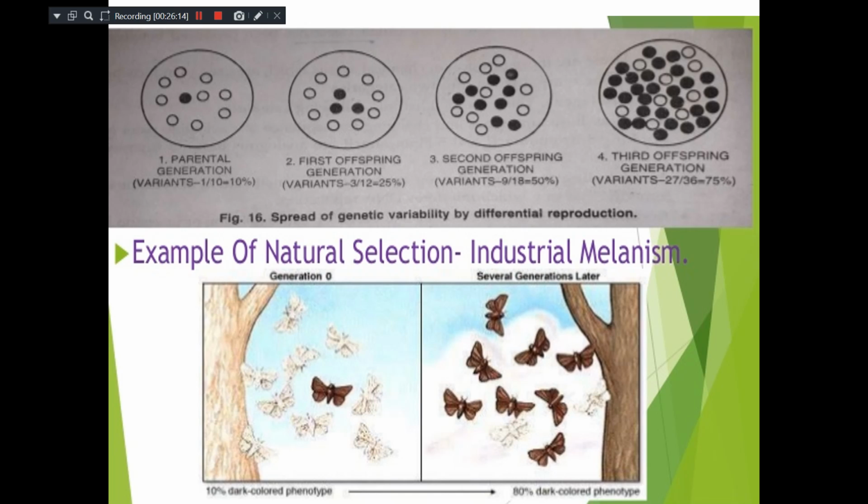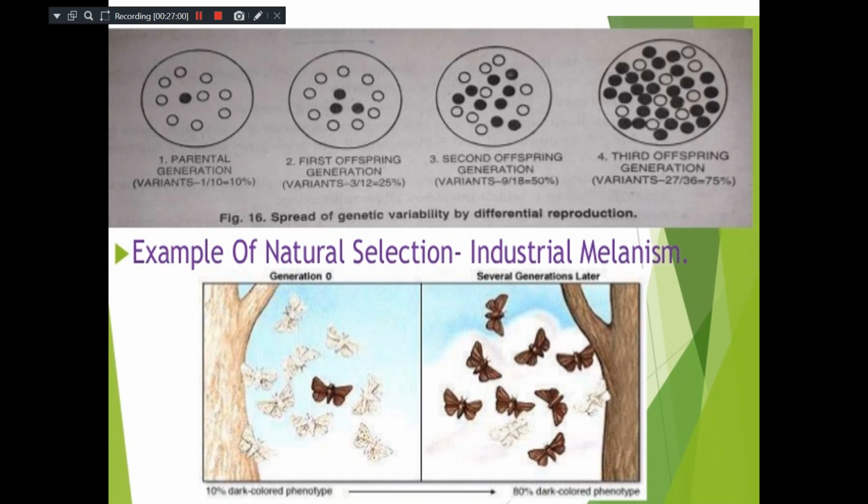See, before the start of the Industrial Revolution, the environment was very clean. There was not much air pollution. All trees were covered by lichens and all those things, which are also grey color. The pepper moths which occupy the tree trunks were better camouflaged from the predators because they were also grey color. The color of the pepper moths was grey, and the color of the tree barks was also grey because of the lichens.